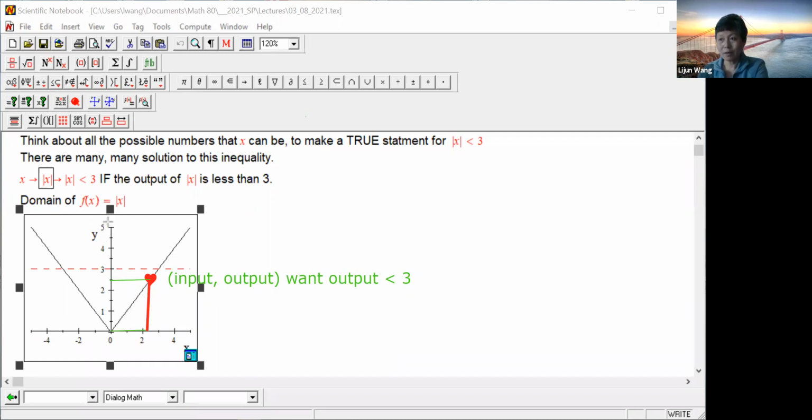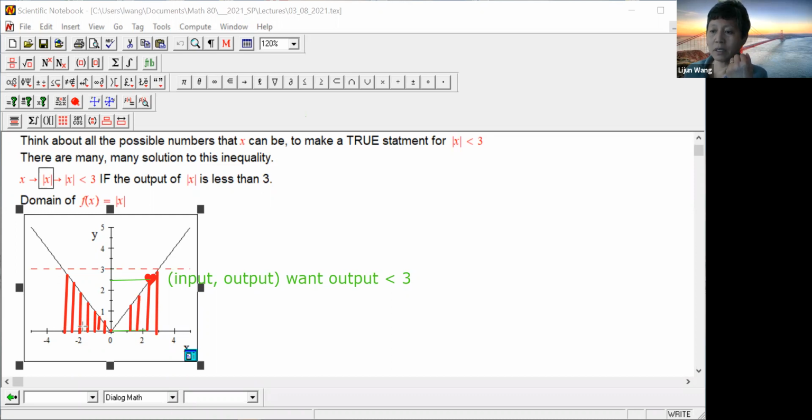So this question becomes, if I want all the possible inputs such that the output is less than 3, where do we find those inputs? Well, at this point the output is less than 3, because this horizontal line has output 3. So anything less than 3, you have all of these points on the curve. All these heights are less than 3, including this dot.